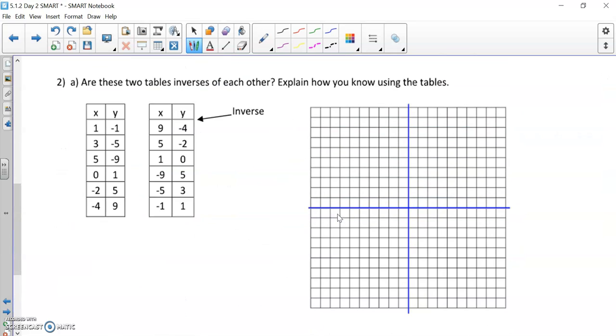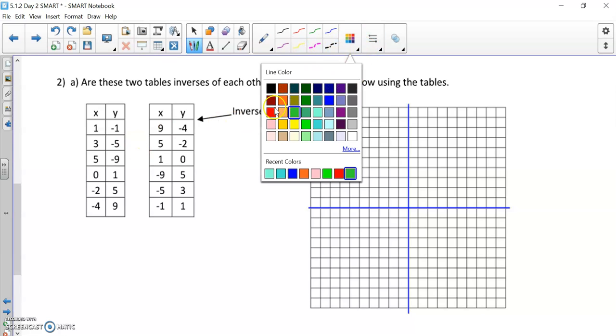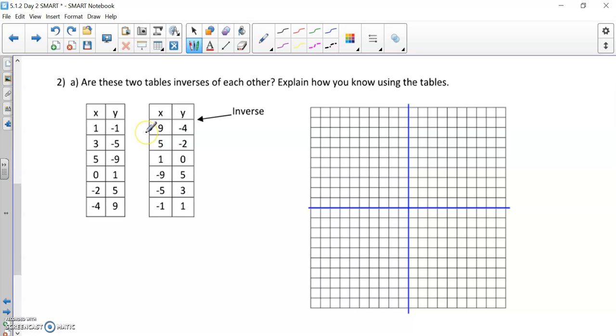All right, one last problem here. Are these two tables inverses of each other? We have to do that process we just did on the last page, which was to figure out if every single point had a pair that was opposite. So this is the supposed inverse table, so let's check it out. (1, -1) should turn into (-1, 1), right? Because we have to flip them. And there is a (-1, 1) here, so we're good.